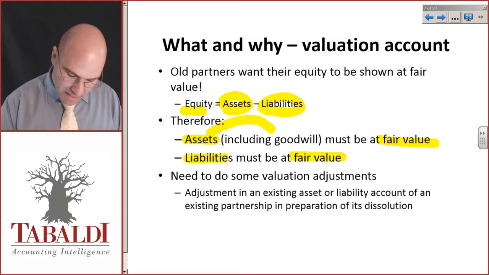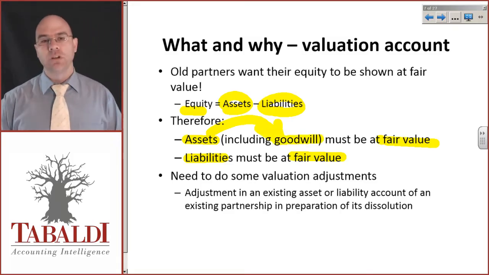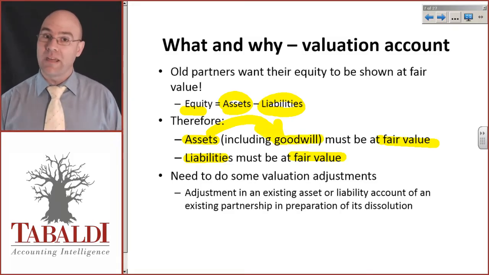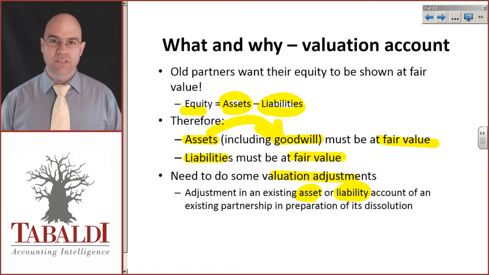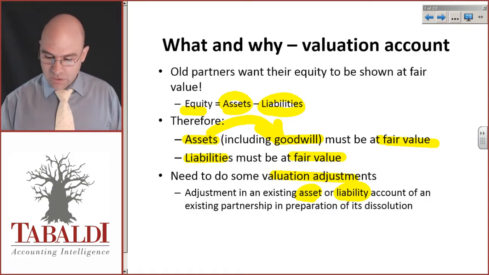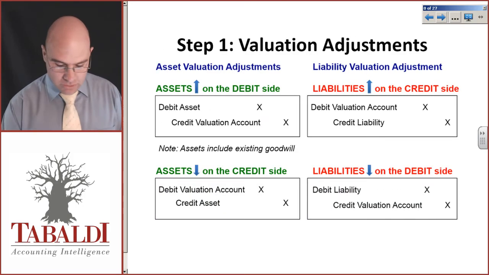Remember, in assets there might be an asset called goodwill that's already existing. So that might need a fair value adjustment as well. So we're going to do these adjustments and we'll make assets and liabilities bigger or smaller. How do we do that? We do that with journals. So here are our journals.